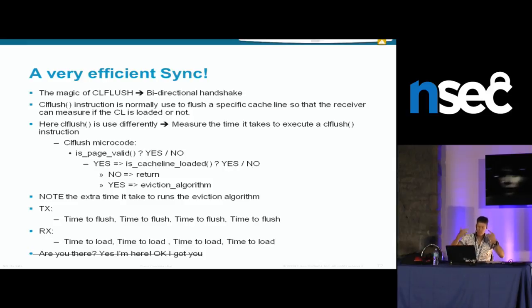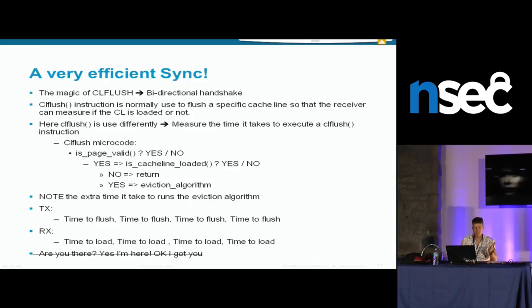And if you think about the microcode, this is just pure speculation here, but it works with the model. The microcode of the CL flush instruction, probably the first thing it does is, is this page valid? Yes or no? Yes, it is valid. All right, next thing, is this cache line loaded or not? Well, no, return right away. That's the fast path. Yes, run the eviction algorithm. That's the slow path, okay?